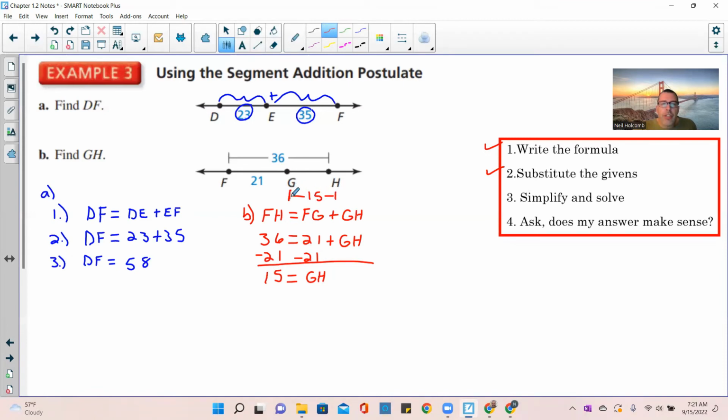So the length from G to H is 15. Okay, so I simplified and solved. And does my answer make sense? Is 15 less than the whole thing? That's the one thing that you want to look at.